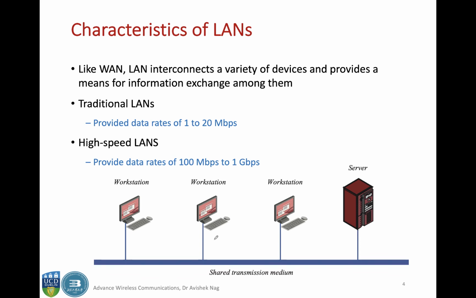Then comes the characteristics of a LAN. When you're talking about LAN, you're talking about a smaller area. LAN interconnects a variety of devices and provides some means for information exchange, but they are within a smaller geographical area. Traditionally the LANs used to provide between 1 to 20 megabits of data rate, but we also have high speed variations of LANs because of enhanced technologies, and we can reach up to 1 gigabit per second.